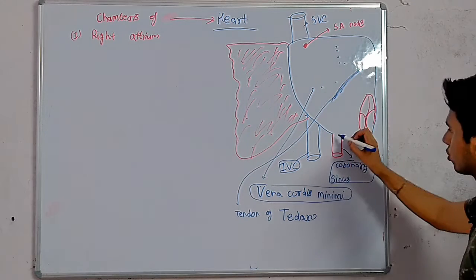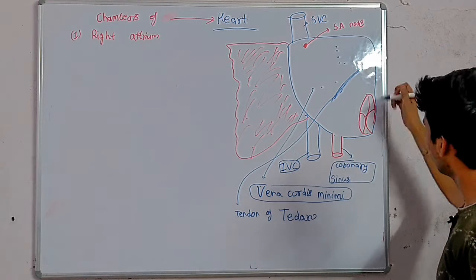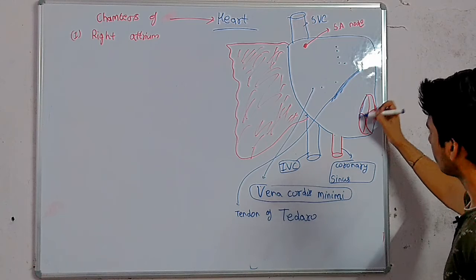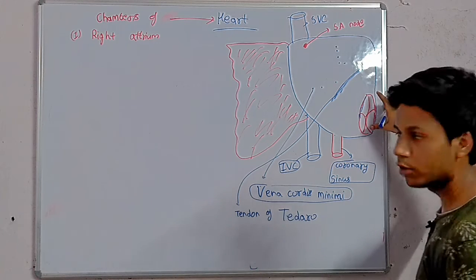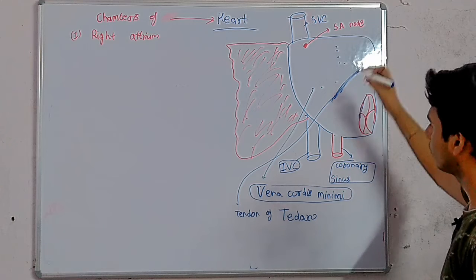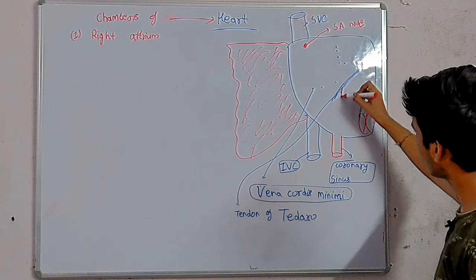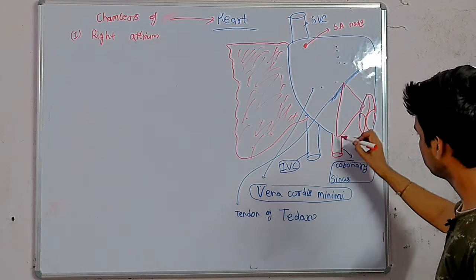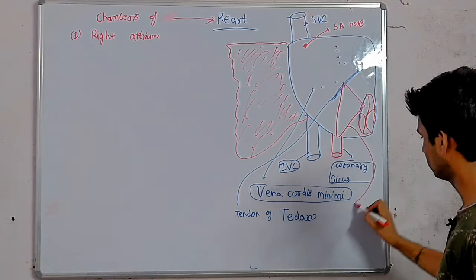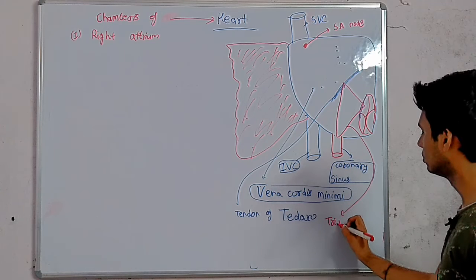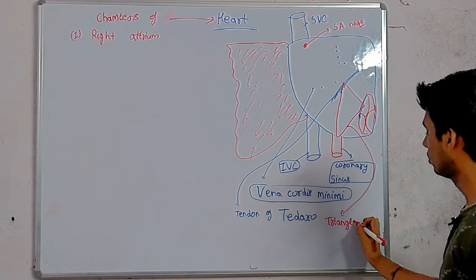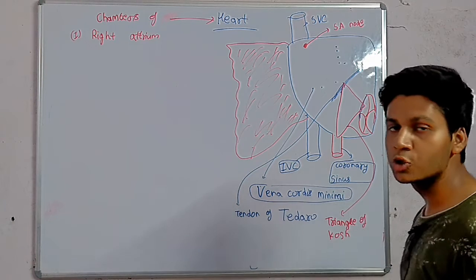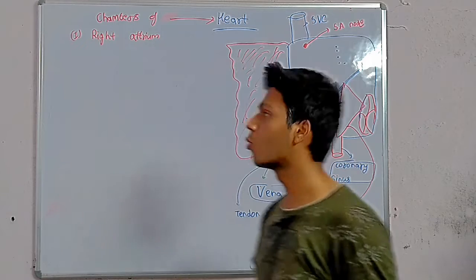So we know this is the opening of the coronary sinus. This is the septum, the atrioventricular septal wall, and this is the tendon of Todaro. These form a triangle like this. This triangle is called the triangle of Koch. Function: this triangle is used to locate the atrioventricular node, the AV node.